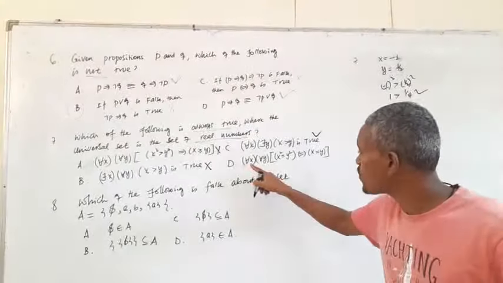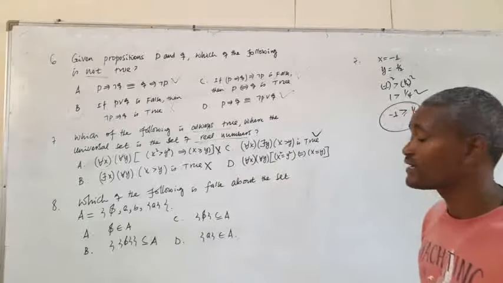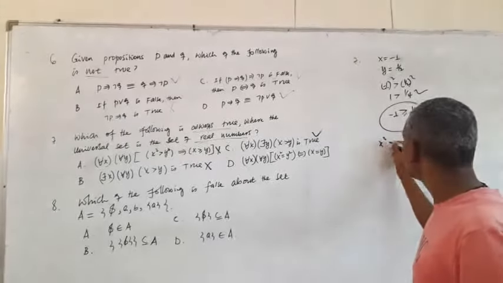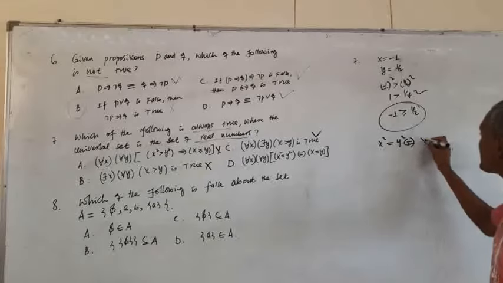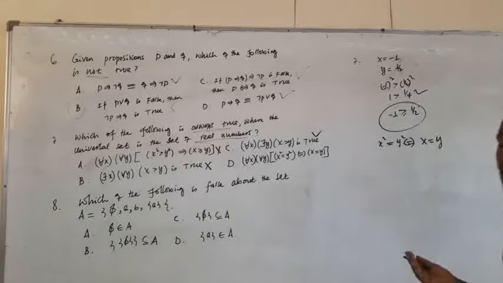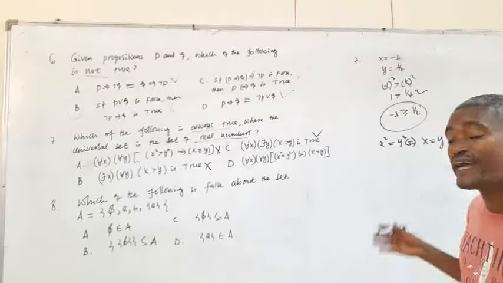Then the D choice, for all x, for all y, x squared is equal to y squared implies that x is equal to y. Is that possible? x squared is equal to y squared implies that x is equal to y. Is it true? Is it possible to say this for every choice of x and y?